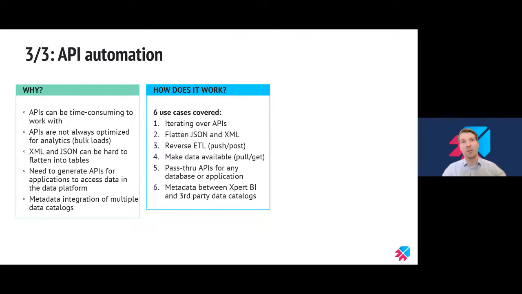So we have 6 different use cases covered. One thing is that it makes it easy to configure and set up how you're going to get data from APIs. You can flatten out JSON and XML structures into tables. You can also make data available, push data back, which is referred to as reverse ETL. You can make data available for pull, so applications can pull the data when they want. We also make pass-through APIs directly on a database or an application, so we don't need a complete data platform, but just make data directly available from that database or application as an API. And lastly, I mentioned the metadata interchange between catalogs using APIs.